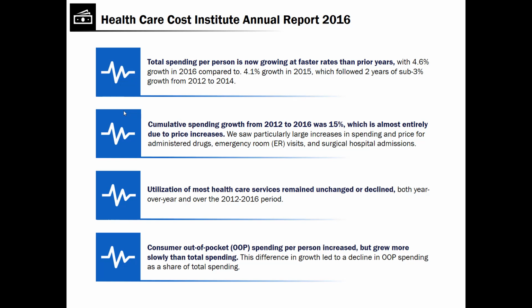We saw particularly large increases in spending and prices for administered drugs, ER visits, and surgical hospital admissions. On the consumer side, out-of-pocket spending also increased, but interestingly, it increased more slowly than total spending. So out-of-pocket spending as a share of total spending actually declined. However, you all understand, as do we, that out-of-pocket spending is just one component of consumer exposure to healthcare costs, and they may be facing this exposure through higher premiums or reduced benefits, or both.